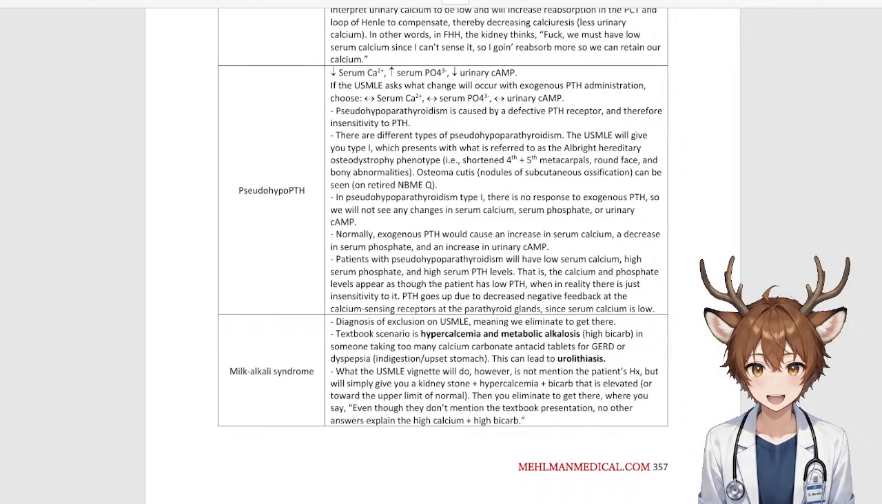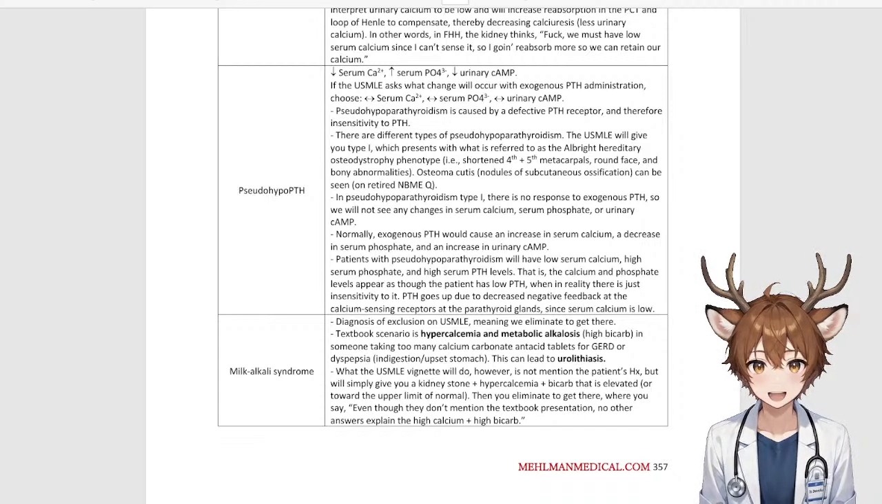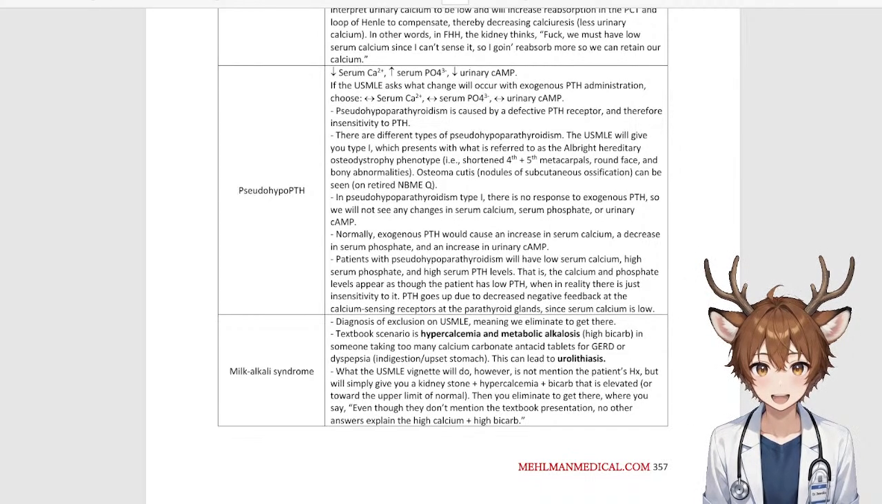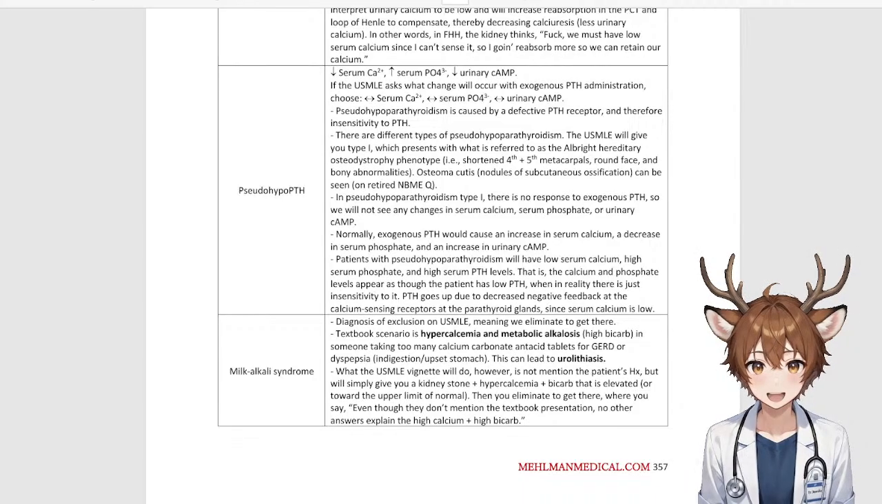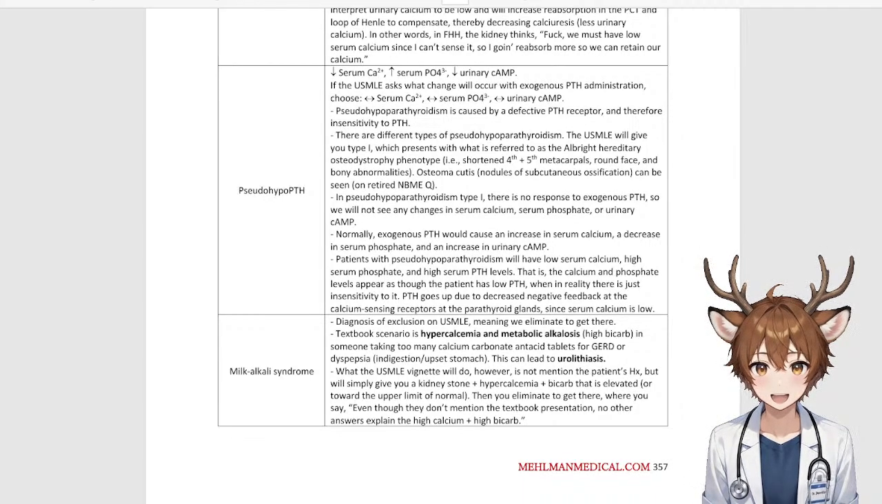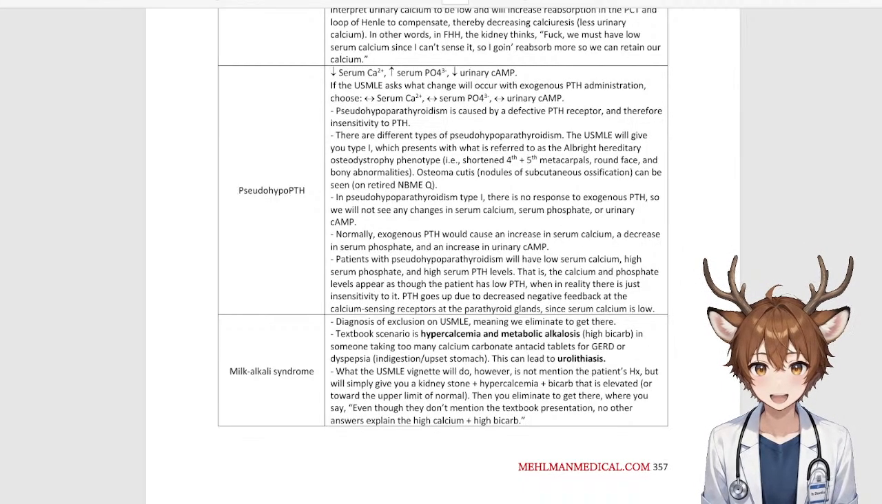Milk alkali syndrome. It is a diagnosis of exclusion on USMLE, meaning we eliminate to get there. The textbook scenario is hypercalcemia and metabolic alkalosis, with high bicarb, in someone taking too many calcium carbonate antacid tablets for GERD or dyspepsia, indigestion or stomach upset. This can lead to urolithiasis.